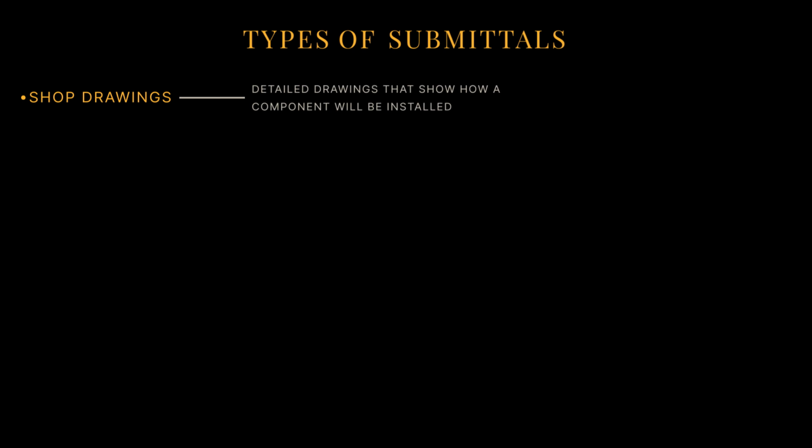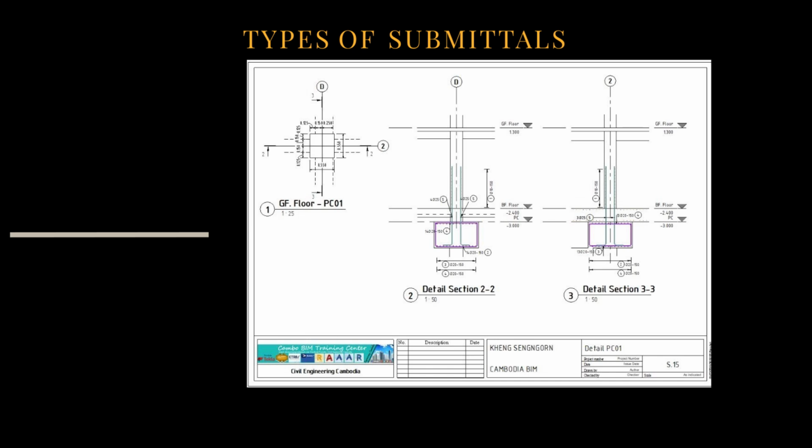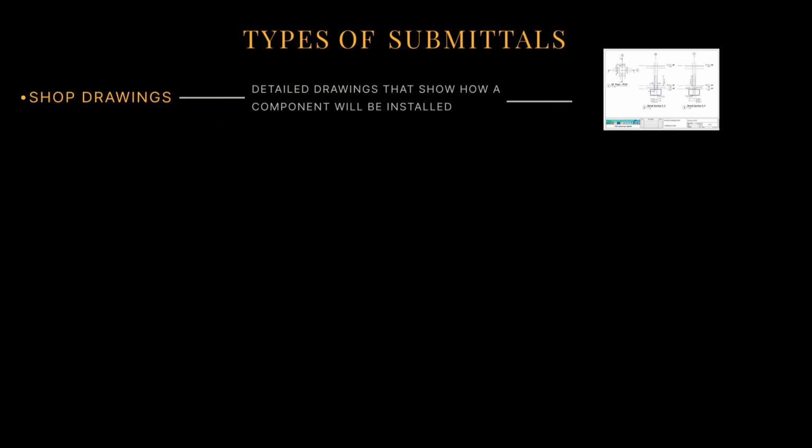Now, submittals aren't one size fits all. Here are the types of submittals you'll encounter. First, shop drawings. These are detailed drawings that show how a component will be fabricated or installed, like the shop drawings for concrete columns and slabs showing rebar layout, dimensions, and formwork details.